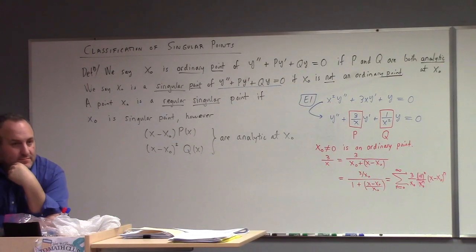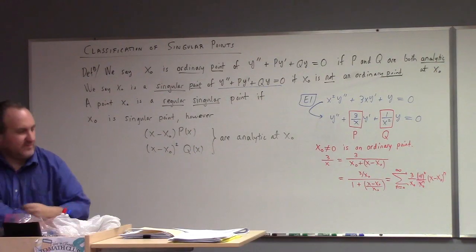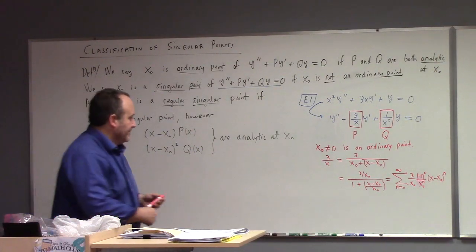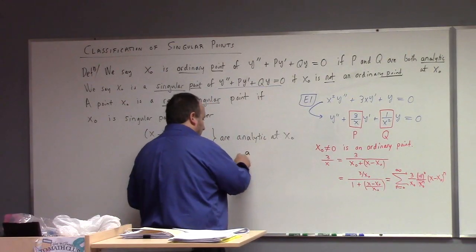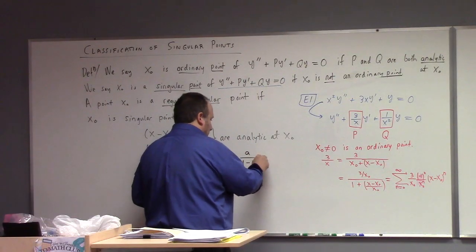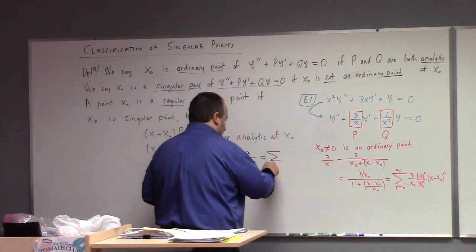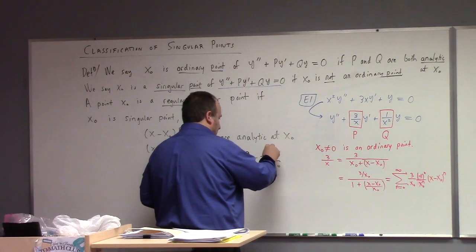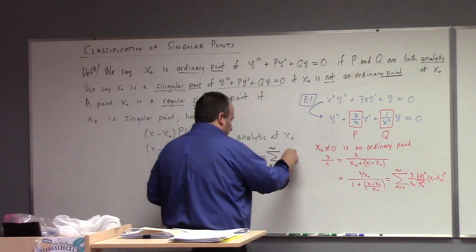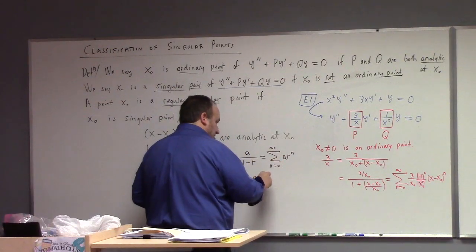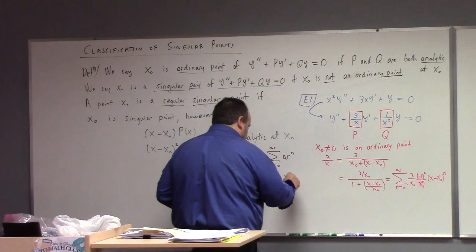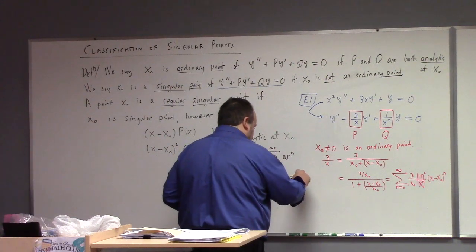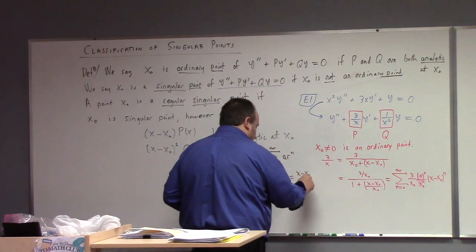Anybody? What's this thing we can replace a rational function with a power series like that? Okay, so you guys forgot? It's cool. A over 1 minus r is the sum n equals 0 to infinity of a r to the power n, right? So I'm identifying a as 3 over x naught, and my ratio is, in this case, x minus x naught over x naught.